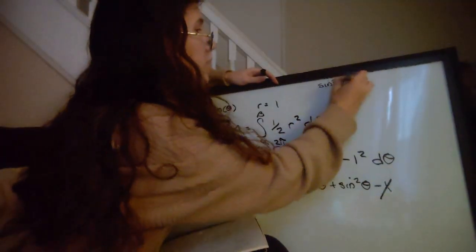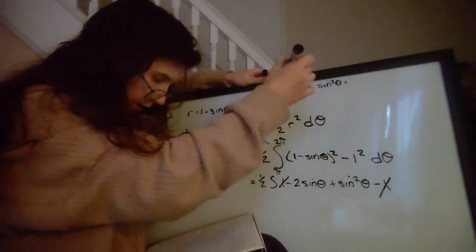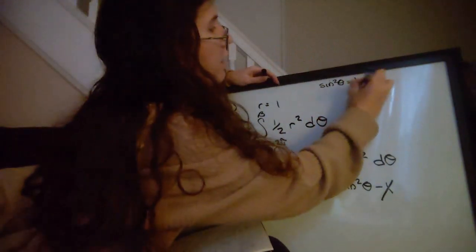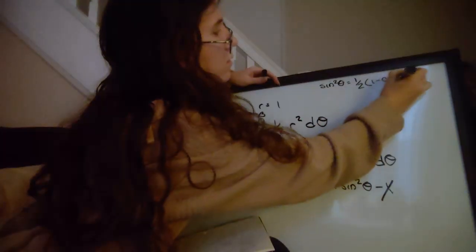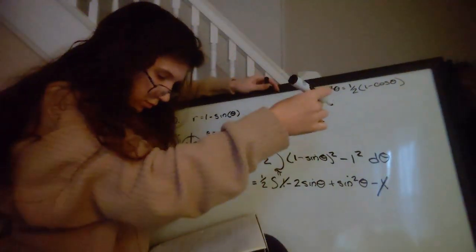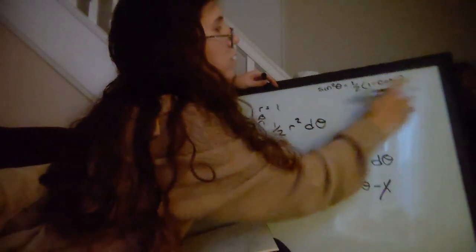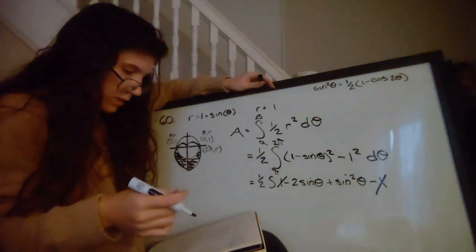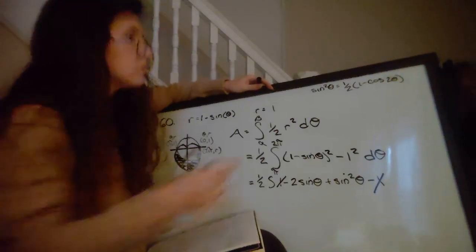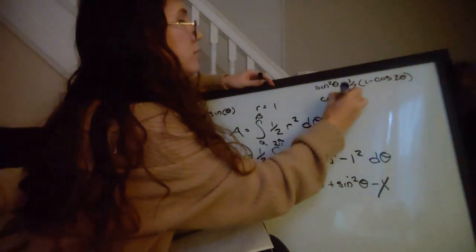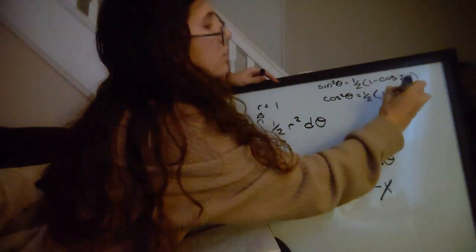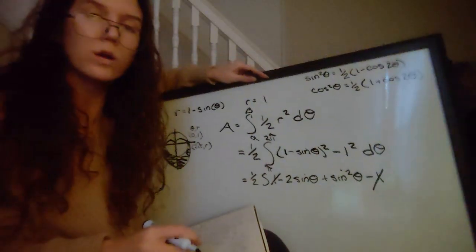Sine squared theta equals 1/2 times 1 minus cosine 2 theta. That's our trig identity. And then we're also going to do the same thing later on for cosine, and that equals 1/2 times 1 plus cosine 2 theta. So these are going to be used in every single one of these problems.